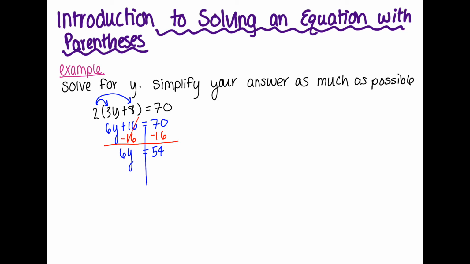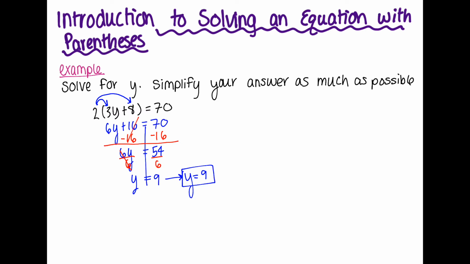Right, so now we have 6y is equal to 54. If we want to solve for y, because we have it being multiplied by 6, we will divide by 6. Those 6's cancel. 54 divided by 6 is going to give you 9. So y equals 9 is your answer. We can always check our answers.